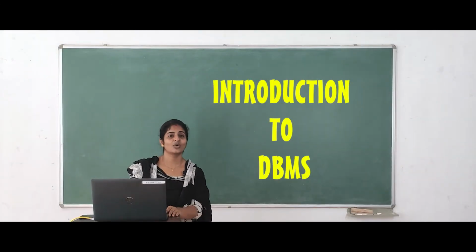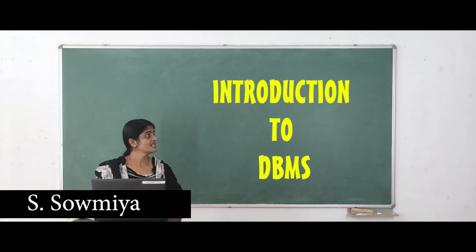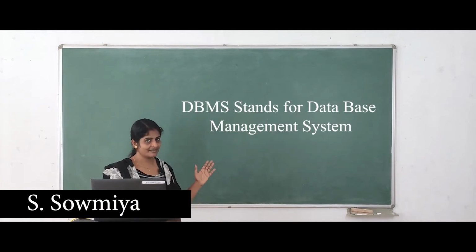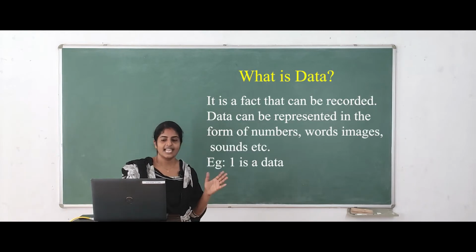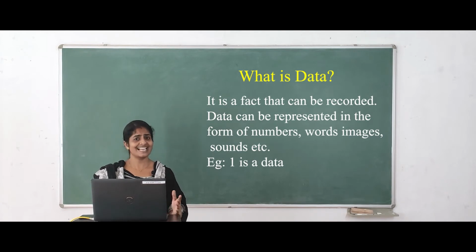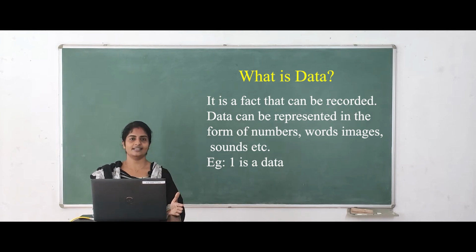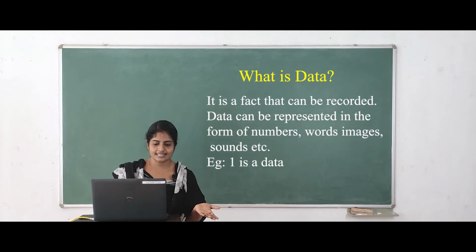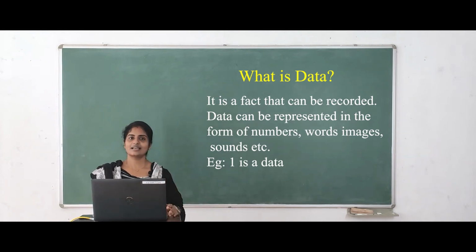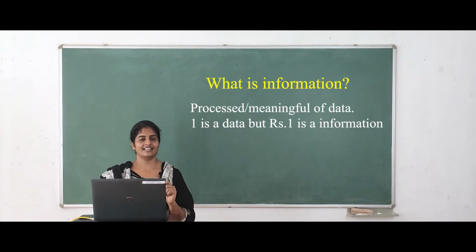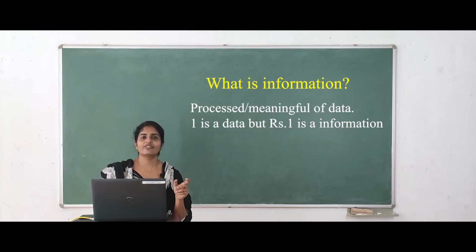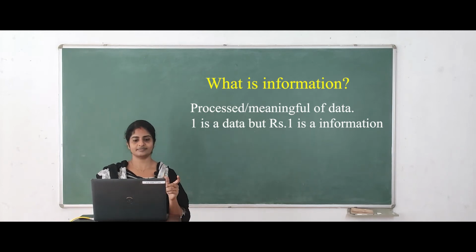Now we discuss what is DBMS. DBMS stands for Database Management System. The first term is data. In the context of DBMS, what is data? Everybody knows it is a fact that can be recorded. Data can be represented in the form of numbers, words, images, sounds, etc. For example, 1 is data, but ₹1 is information, because processed or meaningful data is called information.